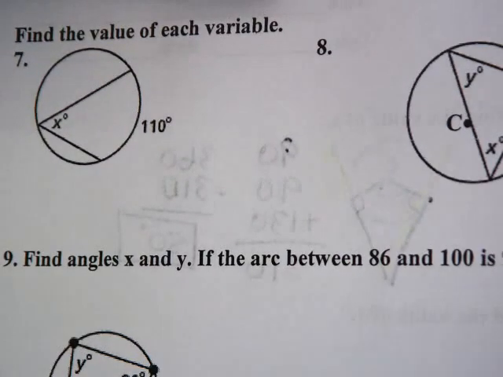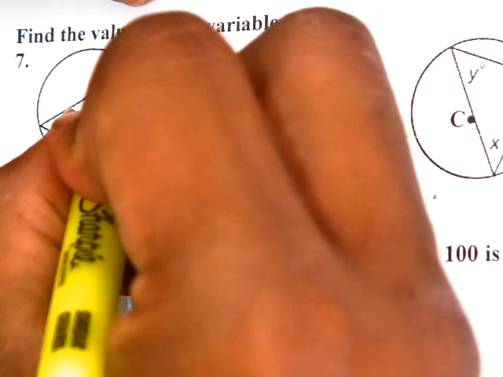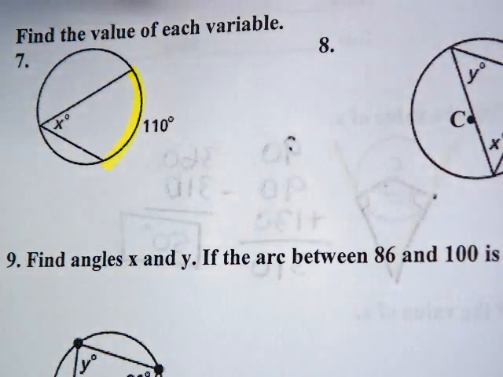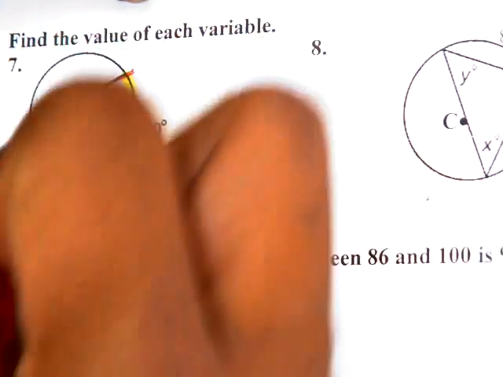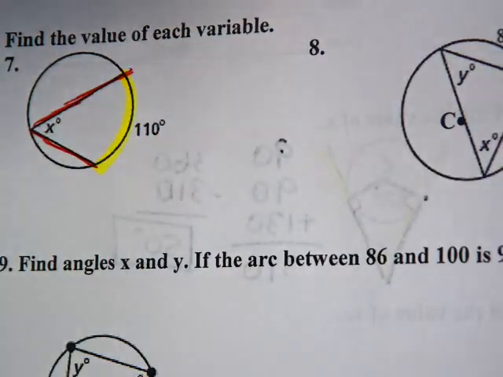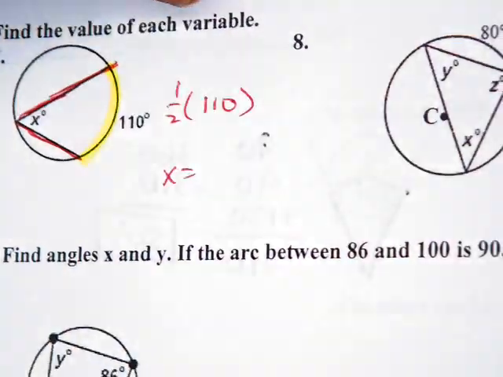On 7, we're going to be talking about inscribed angles, angles on the inside of your circle. So there's an arc there at 110. Here's an inscribed angle, an angle that landed right on the edge of the circle. So to go from the arc to the angle, x is just half of 110. So in our case, x is 55.